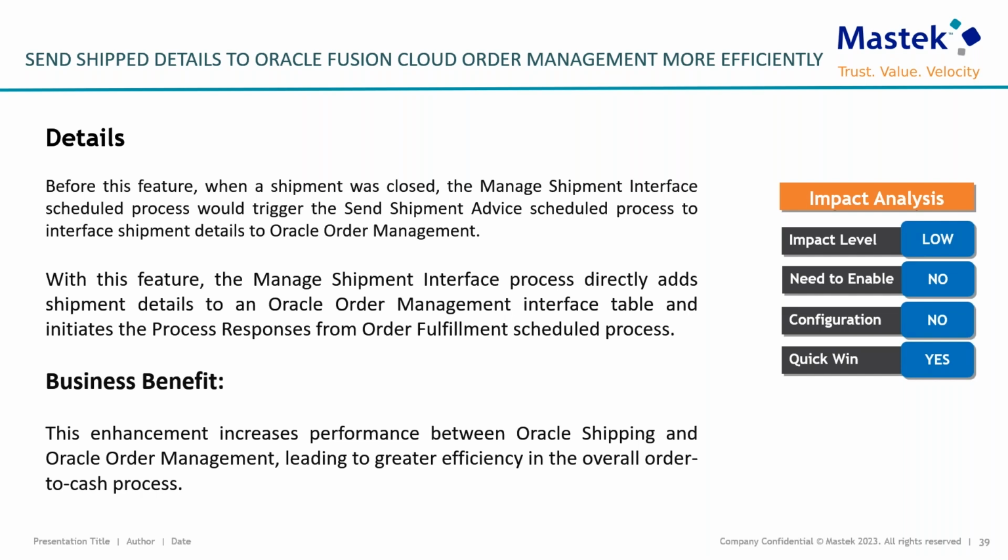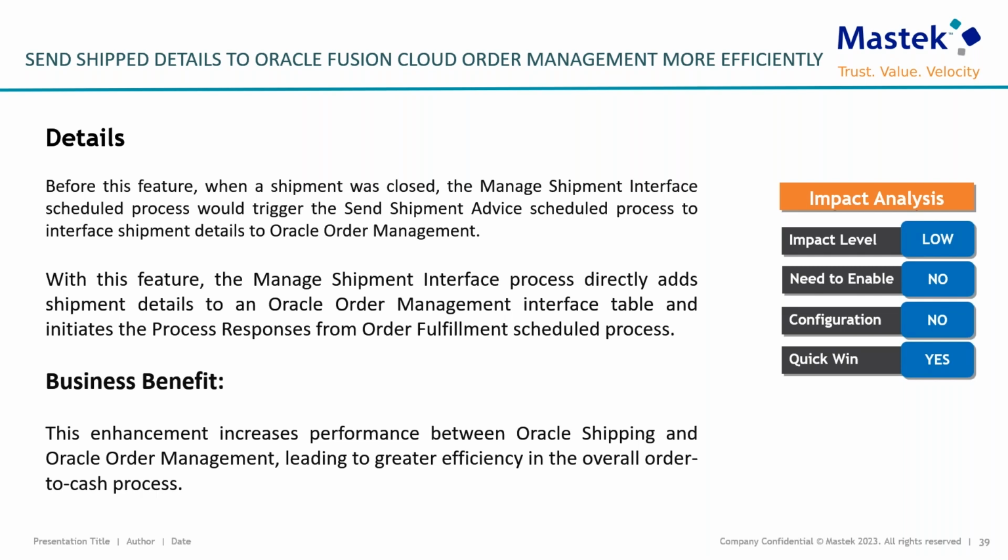Now, Oracle Shipping uses the high volume integration approach to send ship details to Oracle Fusion Cloud Order Management. All orders are eligible if the Oracle Order Management high volume order processing feature, released in the previous 23, is not enabled.